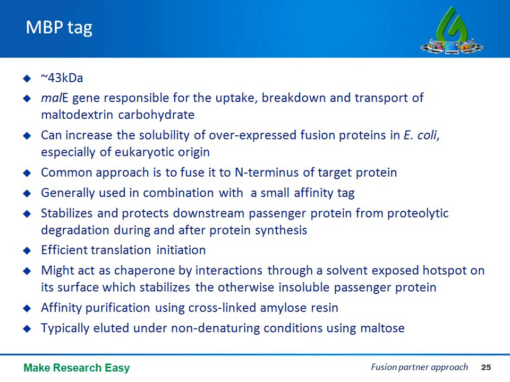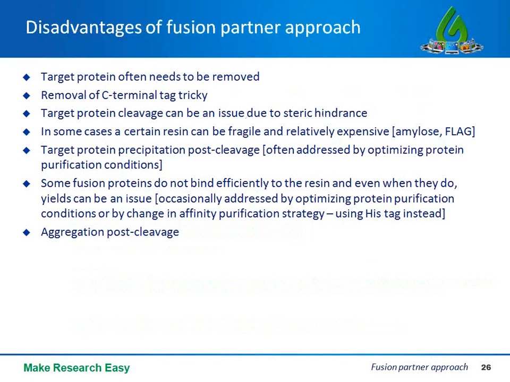Cross-linked amylose resin is used to bind MBP tagged proteins, and the fusion protein is typically eluted under gentle conditions using maltose. So that's about 4 different major tags being used in labs around the world.